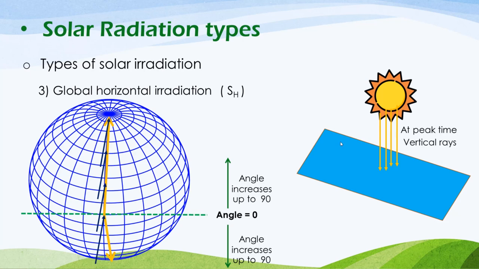So this is about the solar rays, and in the next tutorial we will illustrate the final type of the solar irradiation, which is the most important type as it's related to the design of the solar panels itself.